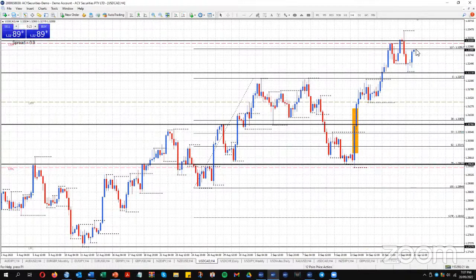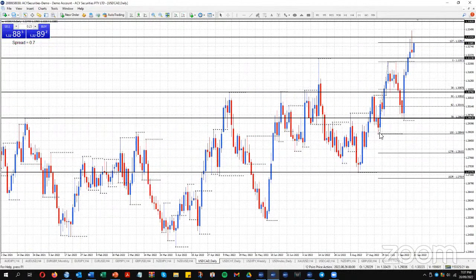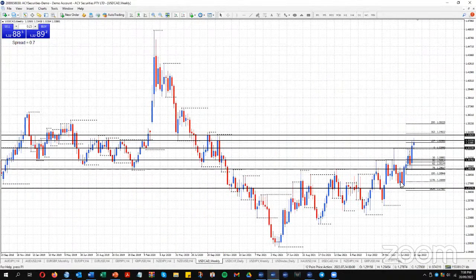Now we've got CPI data coming out this evening. This could potentially, you just go to the day chart. It's in an uptrend here, but the overall fib structure is we're at the extension. I'm going to move it to the weekly chart here.